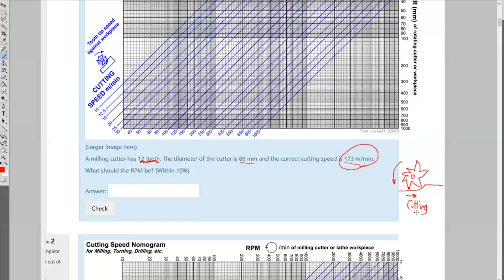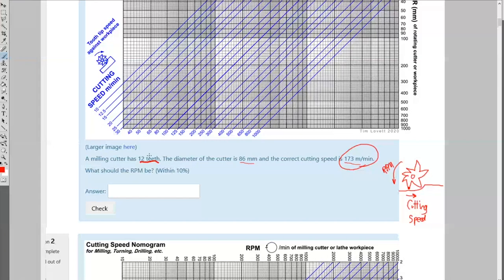That's an important number. But the thing is, it depends on the diameter of your cutter. So if you've got a big diameter cutter, then you've got to go slower RPM for the same cutting speed. So the RPM and the cutting speed are related by the diameter of the cutter. It's got nothing to do with the number 12 teeth. In fact, 12 teeth's not even on the chart. That's just to throw you.